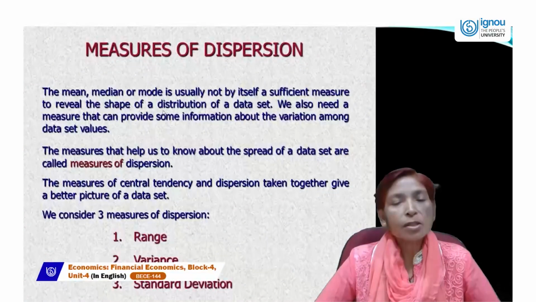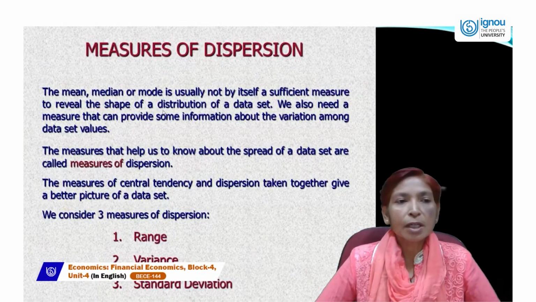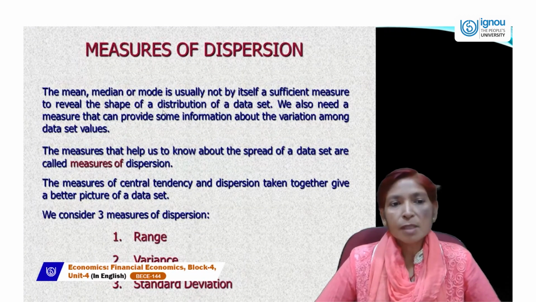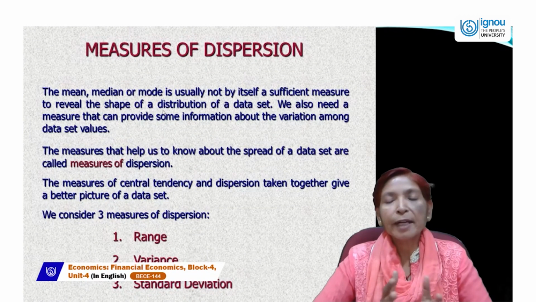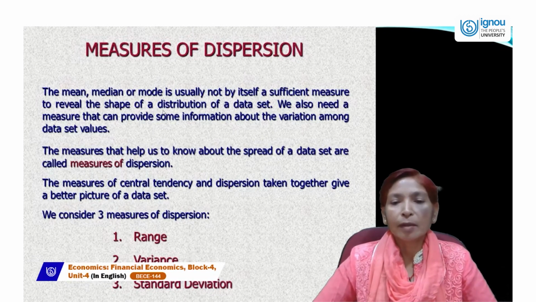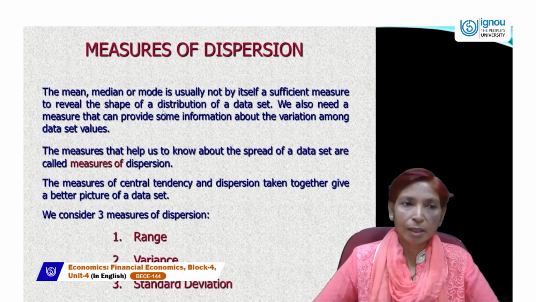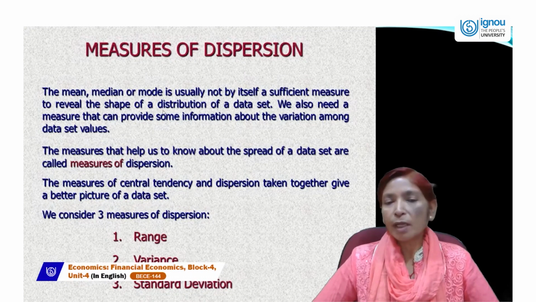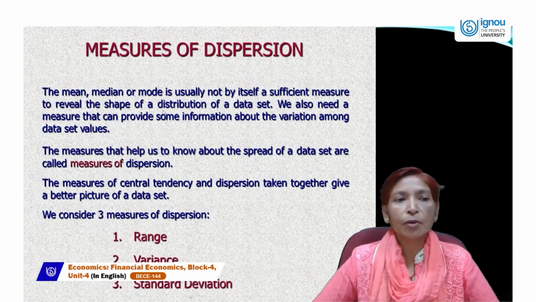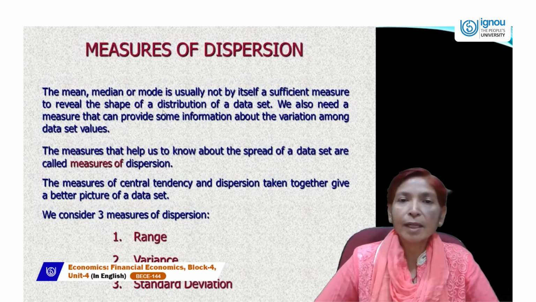Next is measures of dispersion. Under this we can use range, variance and standard deviation. Measures of dispersion tell us how much spread the data set has. When we are calculating the scatteredness of data, or how much spread of data is given, then we use these measures of dispersion. The mean, median, mode is usually not by itself a sufficient measure to reveal the shape of a distribution of a data set.